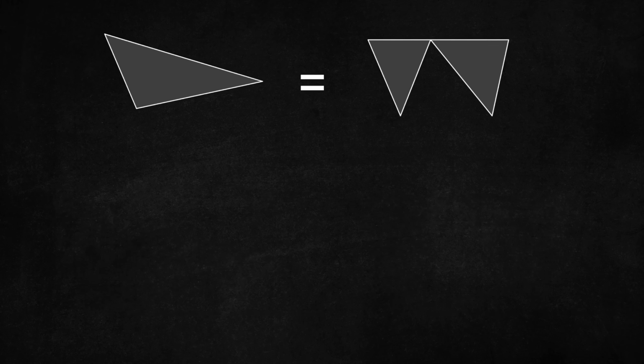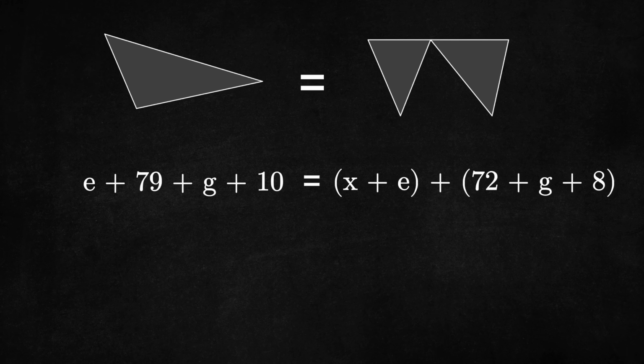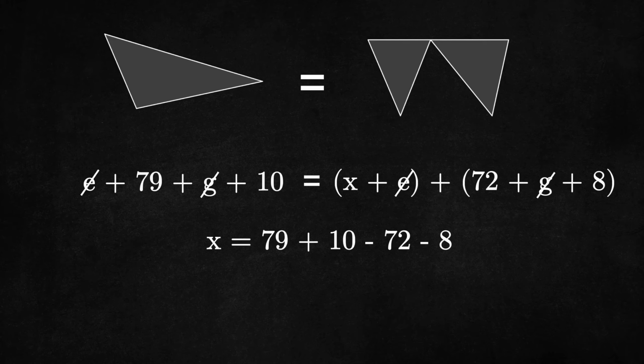All we have to do is substitute the area expressions obtained from the previous step. Cancel out the variables E and G from both sides. The only remaining variable is X, so isolate it. The equation becomes X equals 79 plus 10 minus 72 minus 8. The value of X is 9. Therefore, the area of the red region is 9 square units.